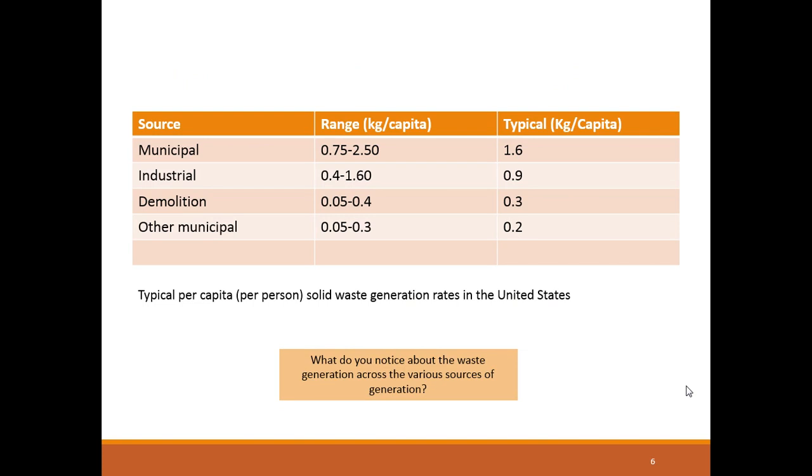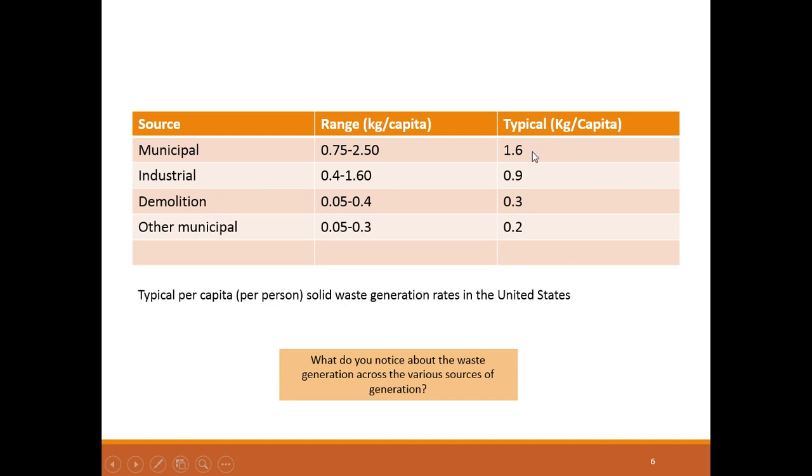Also, I want you to look at this table here, waste generation rates by sectors. So the sources of waste generation, as we had looked at before, we have listed here municipal, industrial, demolition, and other municipal. So I really want you to look specifically at this column here, where we have kilograms per capita. So that would be per person, right?